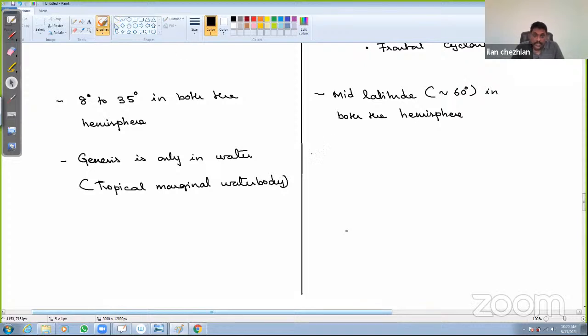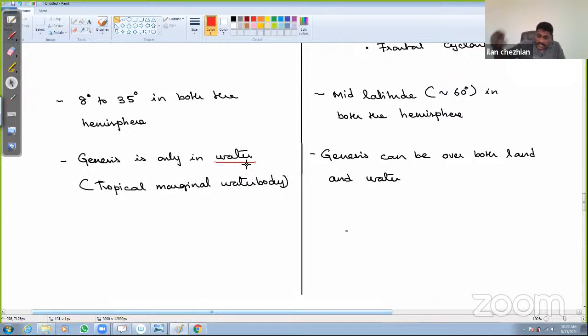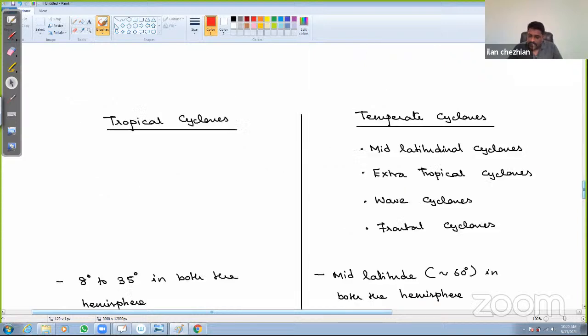For temperate cyclones, genesis can be both over land and water, my friend. See, this difference is very, very important. Tropical cyclones can be formed only over water. Having its effectivity is different; formation is different. When I talk about temperate cyclones, they can form over both land and water. Basic difference, my friend.